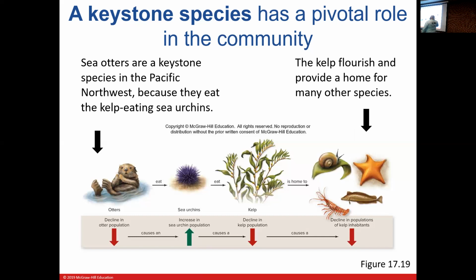Now, sea otters are a keystone species in the Pacific Northwest because they like to eat these kelp-eating sea urchins. And so by keeping these urchin populations down, it allows these kelp to massively reproduce and grow huge. And as a result, we have hundreds of different fish species, as well as a lot of other invertebrates that take advantage of those massive kelp forests. Once that kelp flourishes and provides a home for all these other species, if you remove the sea otters, all that's gone.